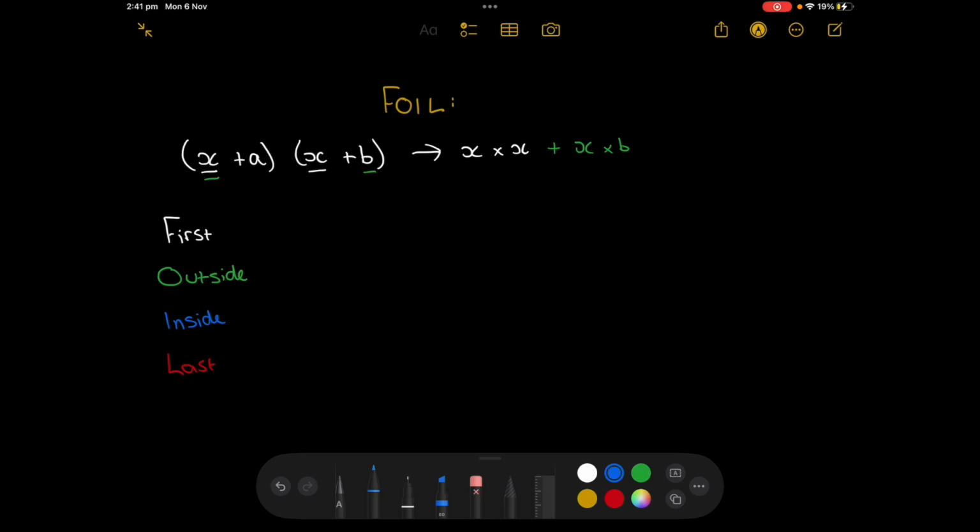Now, next is our inside. So we're going to multiply the two terms that are on the inside of each of the brackets. And in this case, it's a and x. So we're going to add a times x.